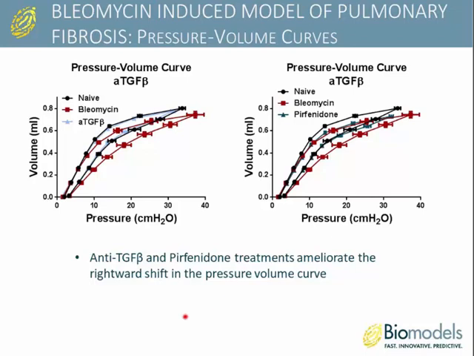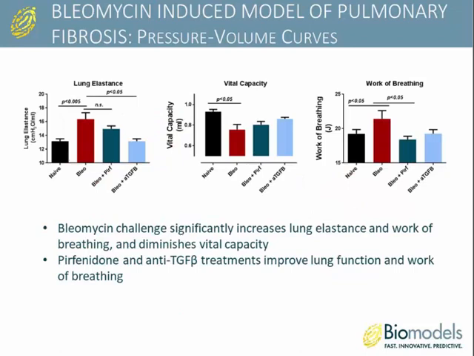So in addition to these pressure volume curves that are generated by the flexiVent, we also can measure a number of other components, and here we're showing lung elastance, vital capacity and the work of breathing. So lung elastance here increases in bleomycin administered animals, but then when you treat with pirfenidone or anti-TGF-beta, you see that this elastance then decreases, so these lungs become less stiff.